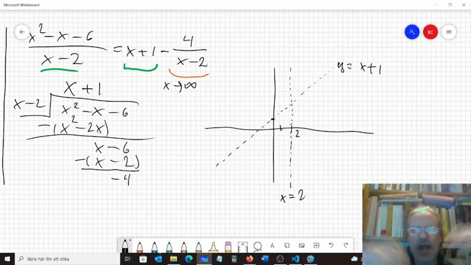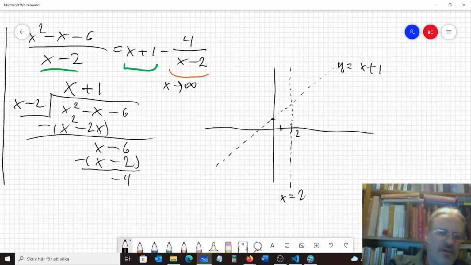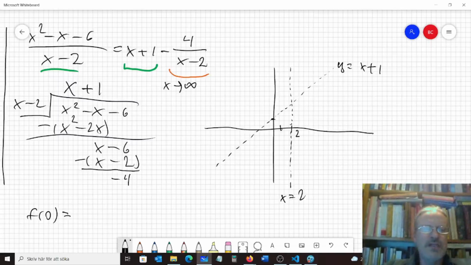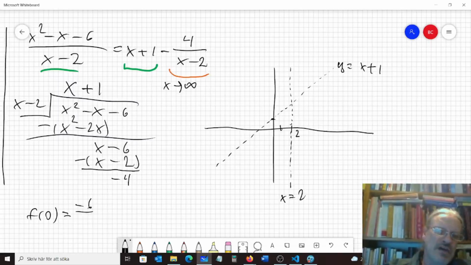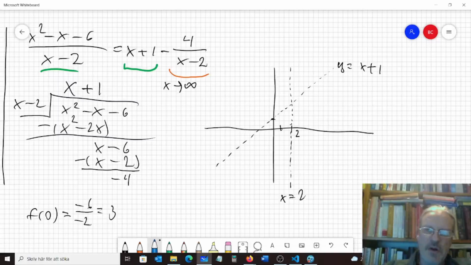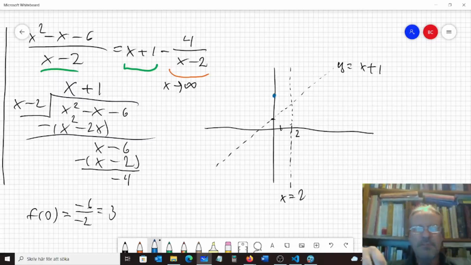To figure out where the rest of the graph is, we can look at the y-intercept, for example. That will be at x is 0. And if we plug 0 into our original equation, we will get minus 6 divided by minus 2, or 3. So then we know the graph will pass through the point 0, 3, so somewhere over here.